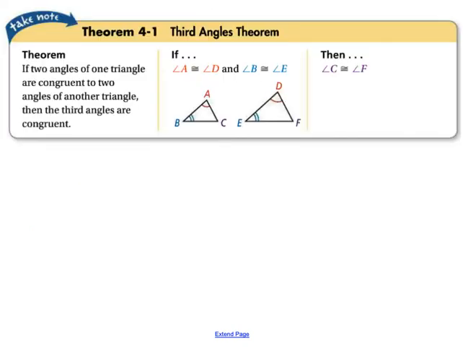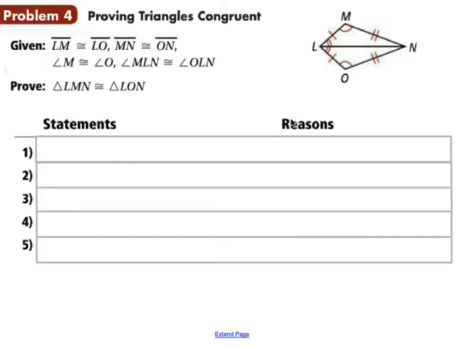Here's a theorem that we'll be using. This theorem says if we have two angles in one triangle congruent to two angles in another triangle, then the third angles are also congruent. Well, that'll be helpful for helping us decide whether or not two triangles are congruent or not. So as long as we have two angles congruent, we can conclude that the third one is congruent. Let's see where we could use that.